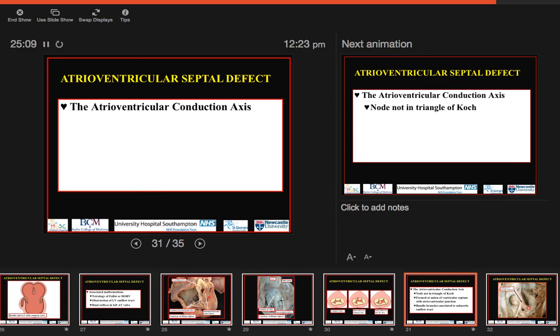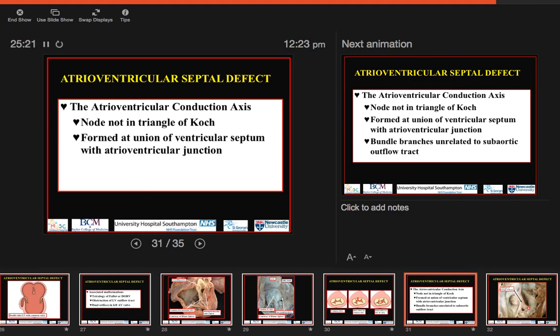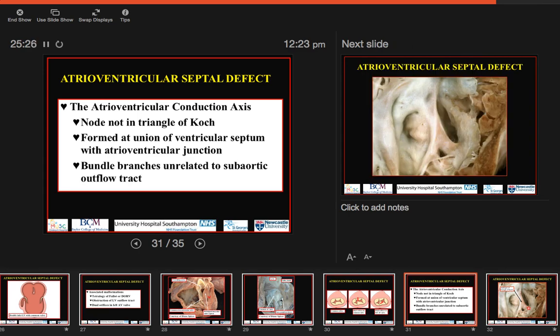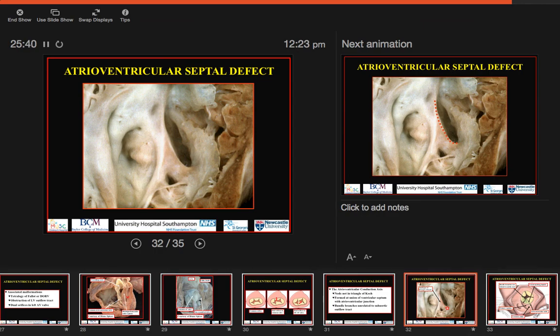in Ebstein's malformation, and congenitally corrected transposition. It's also a little bit different in atrioventricular septal defect, because the node is no longer at the apex of the triangle of Koch. It's formed at a nodal triangle where the ventricular septum meets the atrioventricular junction. The good news for the surgeon in this regard is that the left ventricular outflow tract no longer harbors the left ventricular bundle branch. So this is a very beautiful heart, because it shows you the integrity of the atrial septum in the setting of an ostium primum defect.